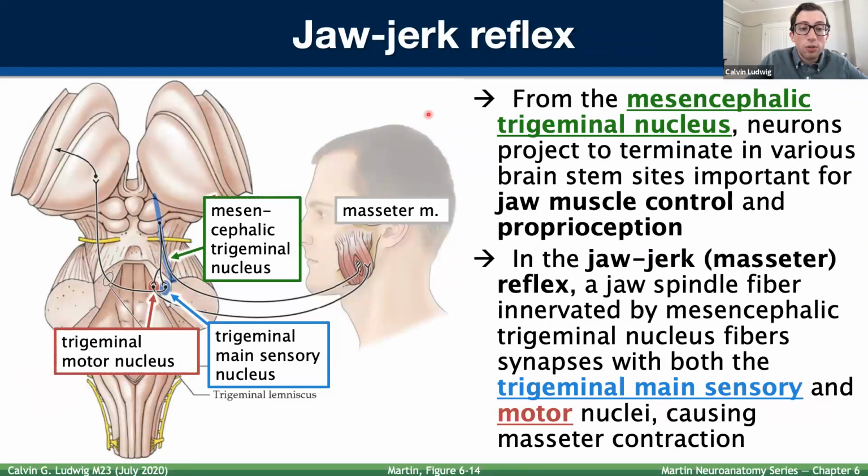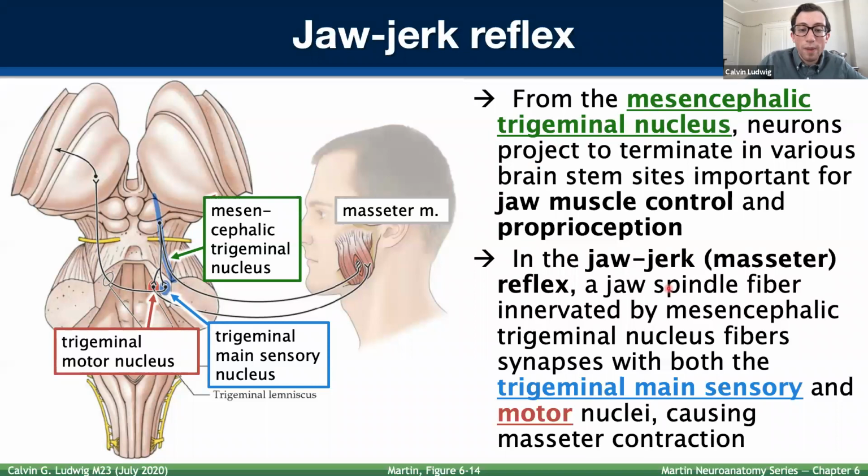Quickly, I wanted to mention the jaw jerk reflex. From the mesencephalic trigeminal nucleus, here in green, neurons project to terminate in various brainstem sites important for jaw muscle control and proprioception. Again, mesencephalic trigeminal nucleus are receiving those proprioceptive fibers.